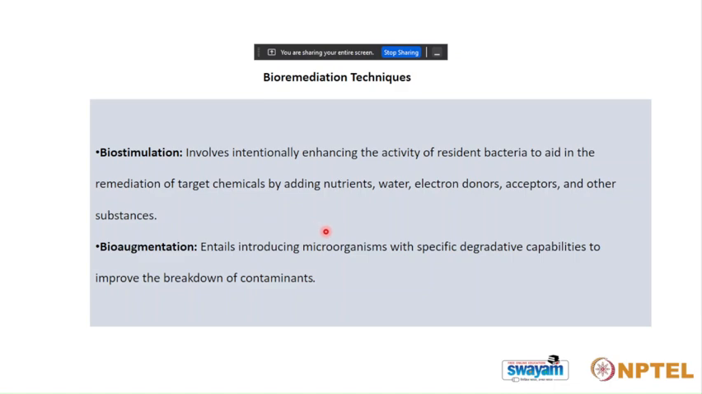So basically we will be employing a specific organism which has the degradation ability to break down the contaminants. In the case of biostimulation, it will stimulate the activity of a microbe, even though the microbe does not have the ability to degrade a particular contaminant. With the biostimulation approach, we can make that organism degrade the target contaminant. Whereas in the case of augmentation, we'll be utilizing a specific organism which has the inherent ability to degrade the contaminants. So this is the basic difference between these two approaches, biostimulation and bioaugmentation.